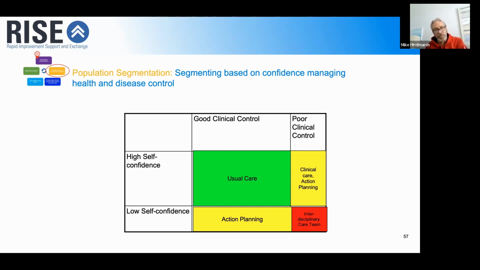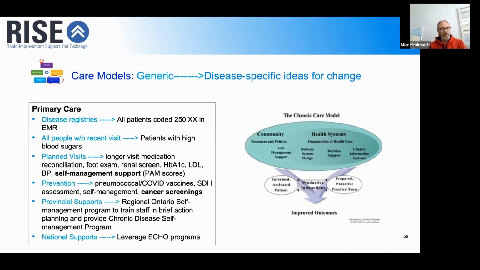And then obviously in the red section there, people with low self-confidence and poor clinical control typically needed interdisciplinary team care. Multiple providers working with them not only to improve clinical care, but to boost that confidence level in managing their care. So that's another unique way of thinking about stratifying.